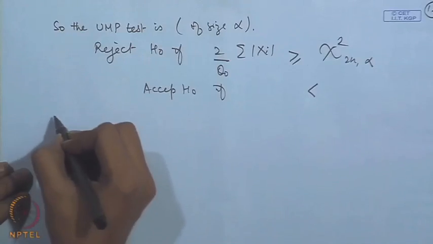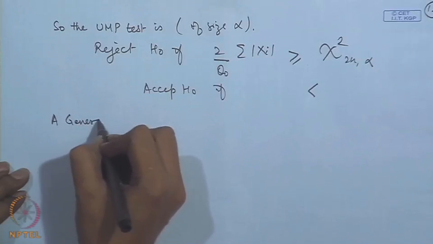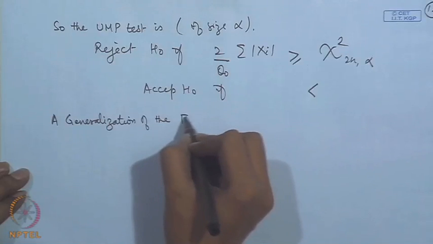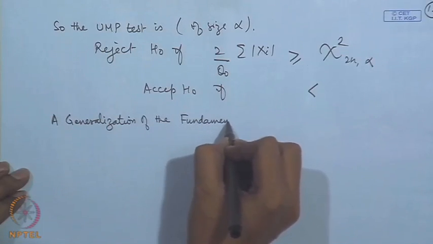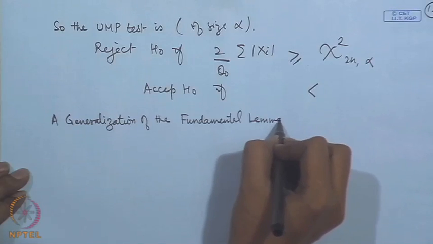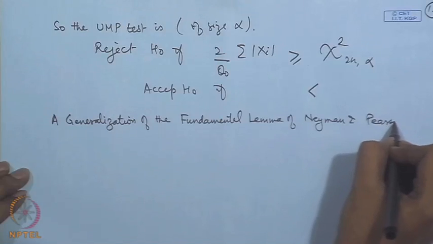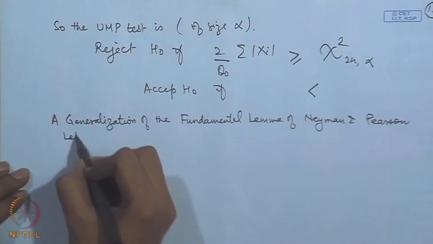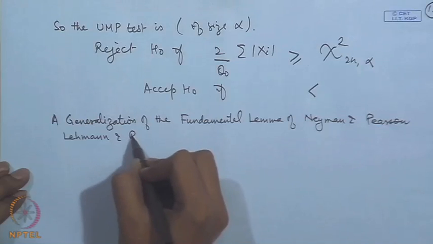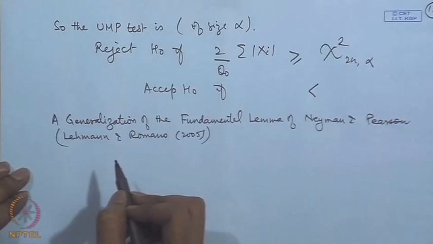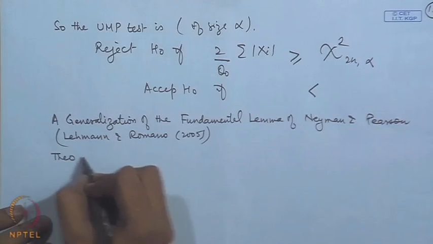So, the result is known as the generalization of the fundamental lemma. Let me give it here first of all. A generalization of the fundamental lemma of Neyman and Pearson. This statement and the proof one can find in the book of Lehman and Romano. I will be skipping the details of the proof, I will only give the statement here.